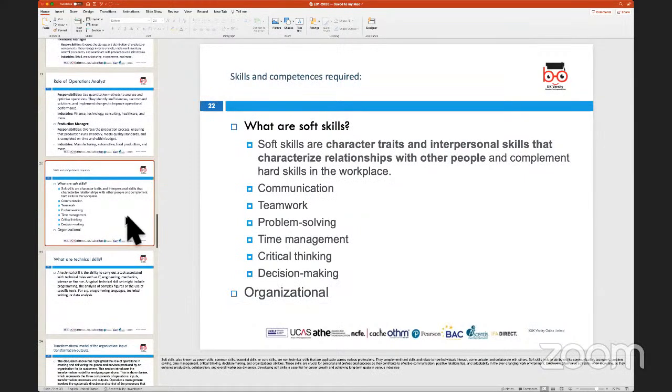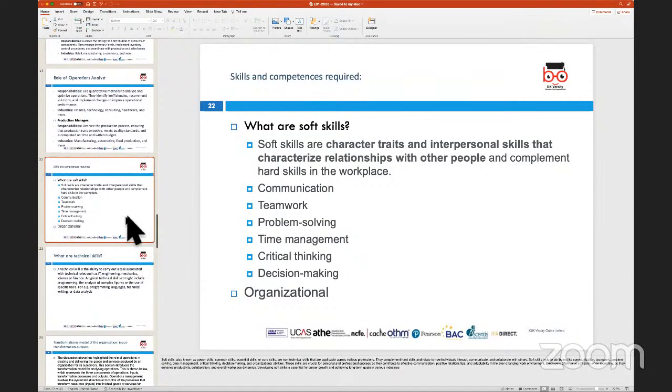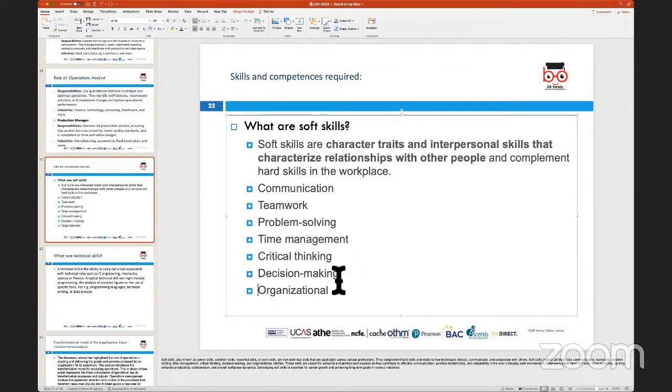Now, let's look at some of the other bits. When you understand roles, we also need to know what these roles are going to require. When we talk about these roles, we are looking at understanding what skills the operations manager would require. Now, one of the things that you need to know is there are different types of skills. There are soft skills, hard skills, and technical skills.